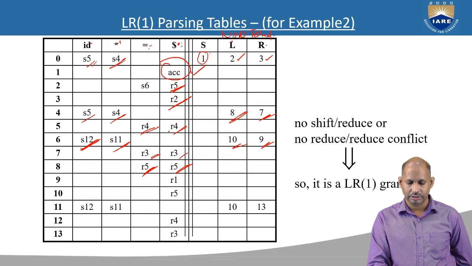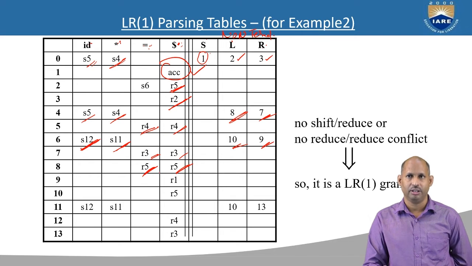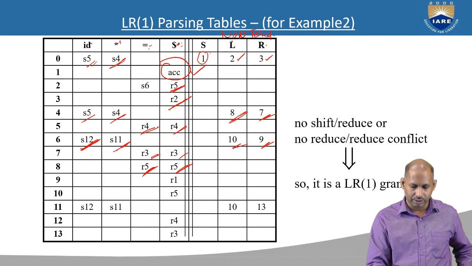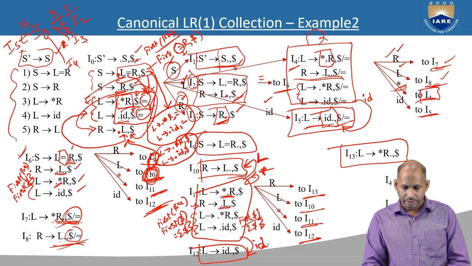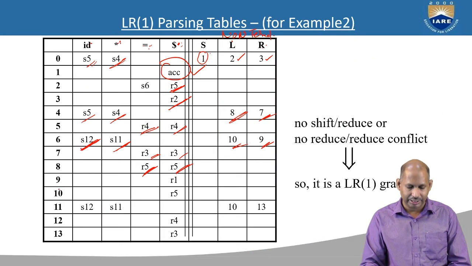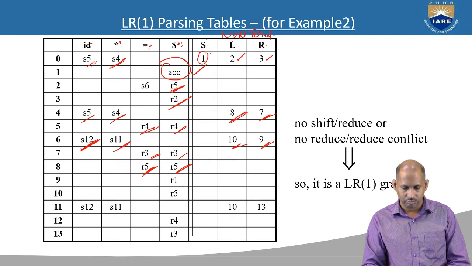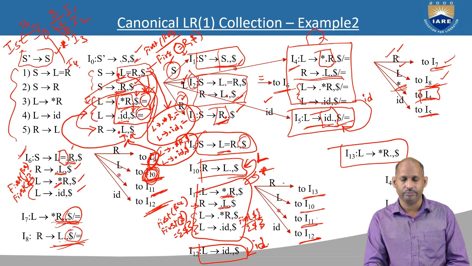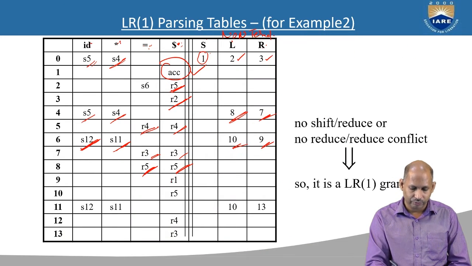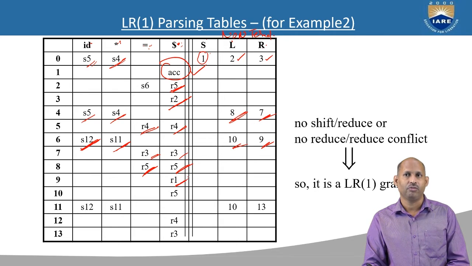So in both columns, we have written reduce the production number 5. Then what is next? 9. What is 9? This is the production number, the first production. What is the symbol? Dollar. So in the dollar, we have written reduce the production number 1.